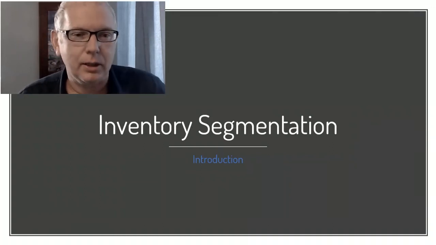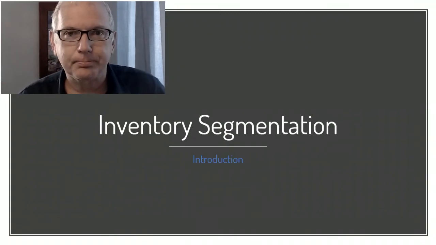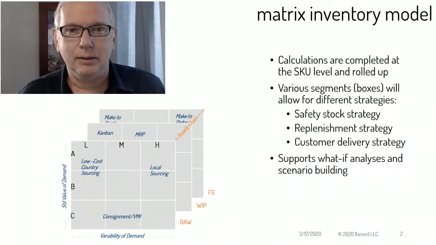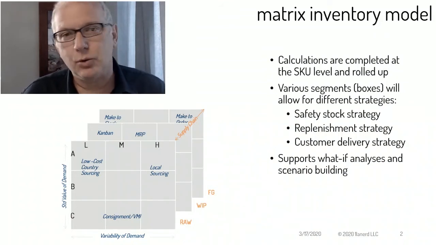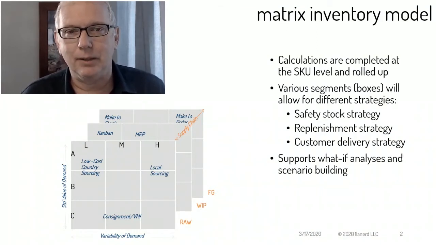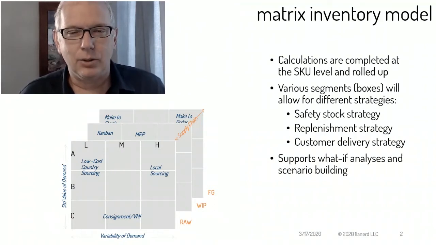Today we're going to be talking about inventory segmentation and how we use inventory segmentation to improve our performance as a business. First, let's talk about what inventory segmentation is. The model that we will be using today is a 3x3 matrix. The ABC classification is a classification by usage value, and the LMH classification is a variability of demand. That creates 9 boxes for us to look at and to segment the inventory.